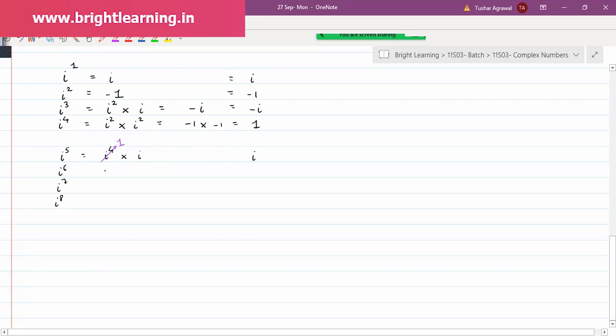i raised to 6. What is i raised to 6, sir? i raised to 6 is i raised to 4 into i square. Yes, i square. So this will be -1. i raised to 7 will be i cube, which is equal to -i. i raised to 8 is same as i raised to 4, which will be again 1. Clear?